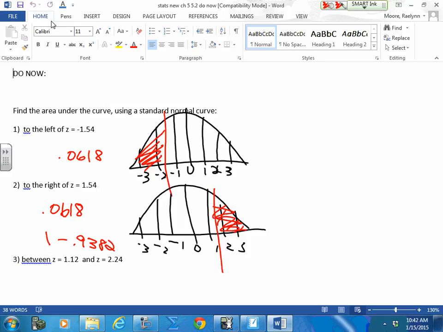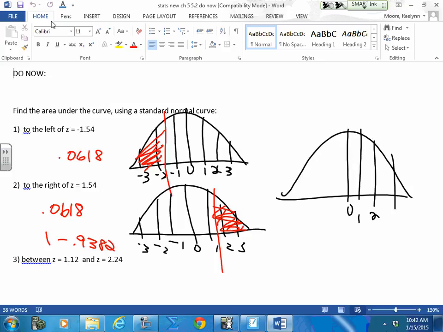Then we had to do an in-between. I'm just going to put my positives out here. An in-between 1.12 and 2.24. And if you had to guess before you did this, if you had to estimate, what could you estimate this as? Off the top of your head, I realize you did the problem, but what would you estimate it to? How much percent? Right in between here.